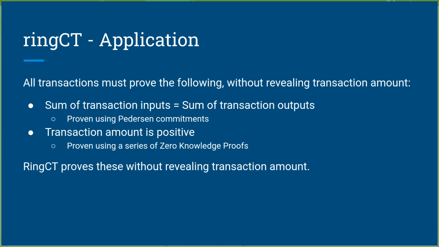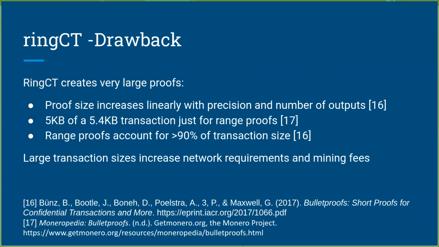In order to prove the second requirement, a separate proof must be used for each bit of the transaction amount, with this being repeated for each output. This meant that increasing the precision of the transaction amount or the number of outputs linearly increased the number of proofs required. While RingCT did provide better confidentiality for Monero, it also greatly increased the size of transactions. Specifically, a confidential transaction with 2 outputs and 32 bits of precision required 5.4 kilobytes total, of which the range proofs accounted for roughly 5 kilobytes.